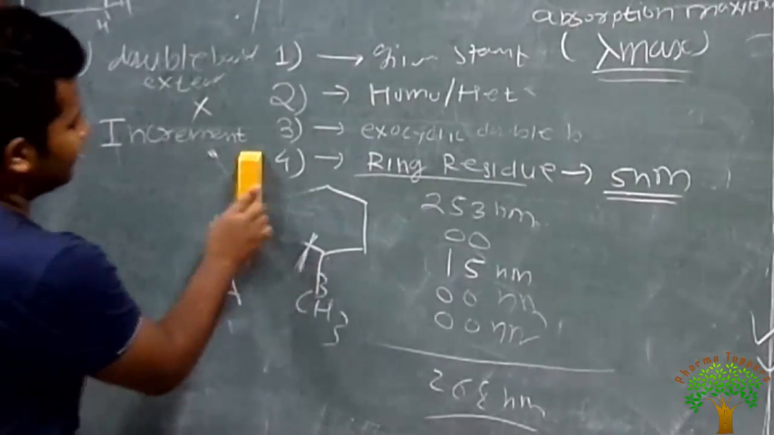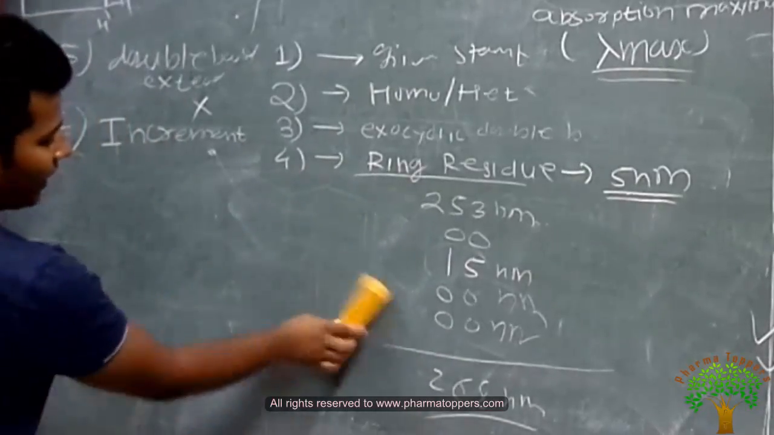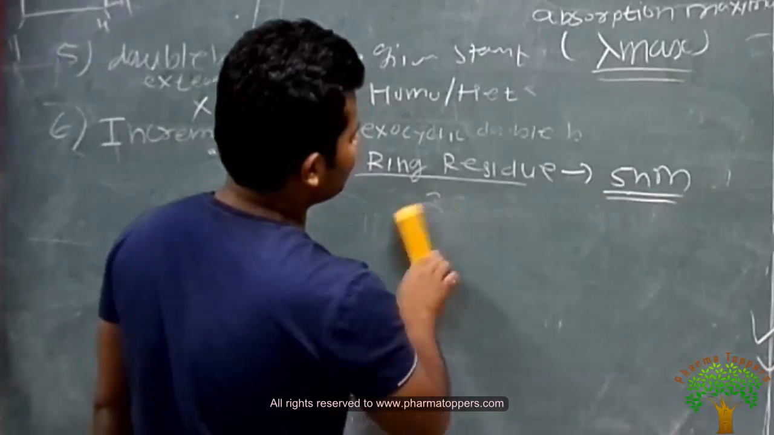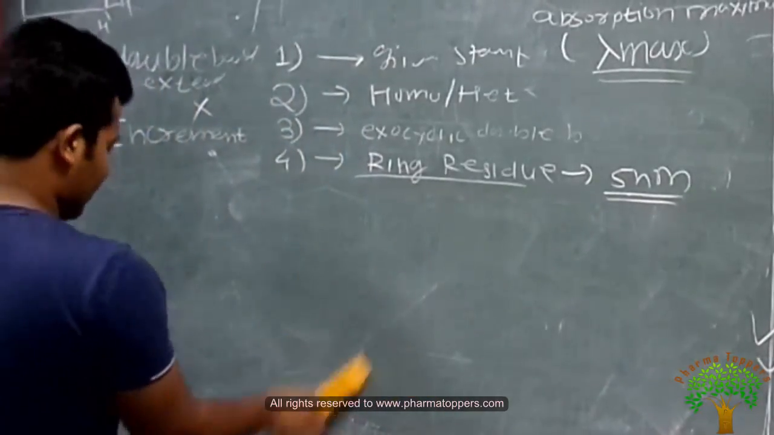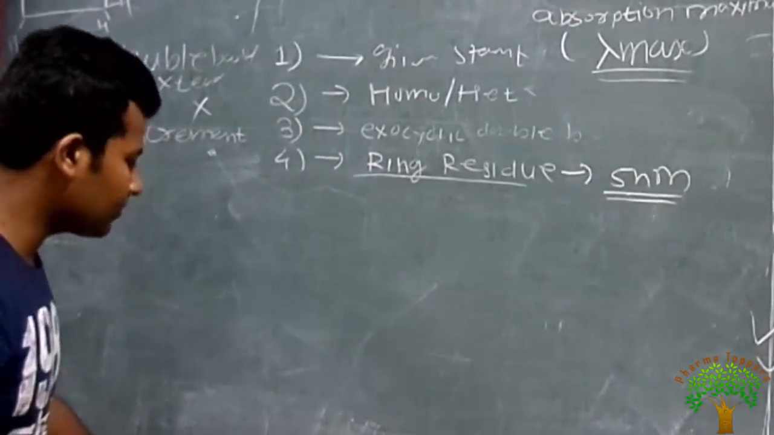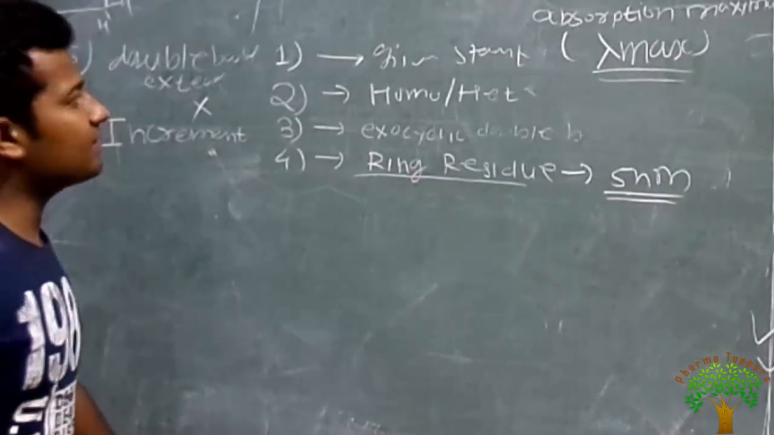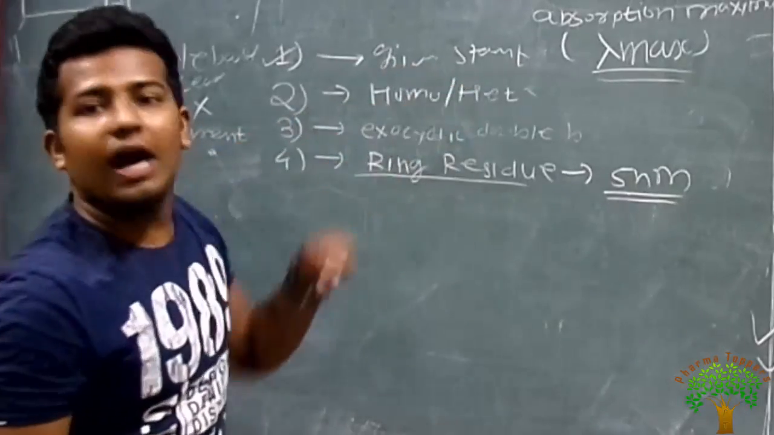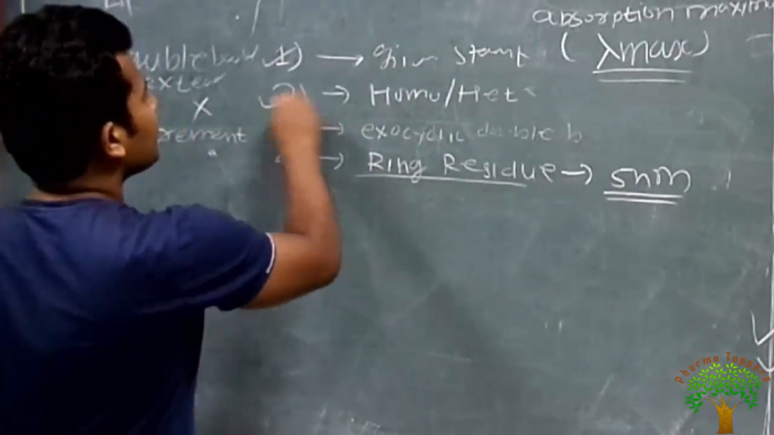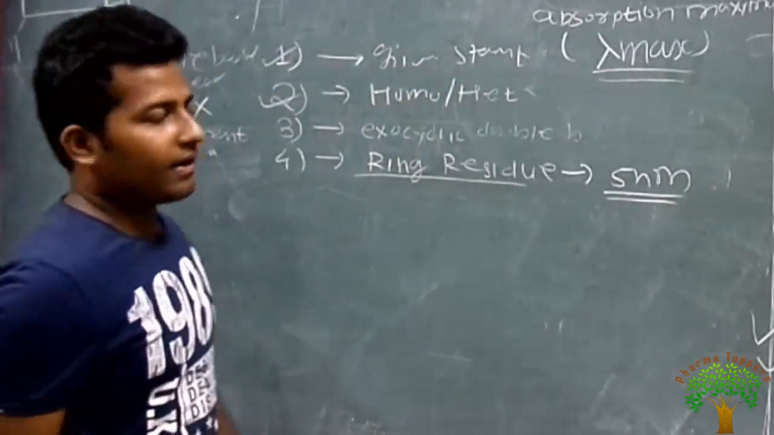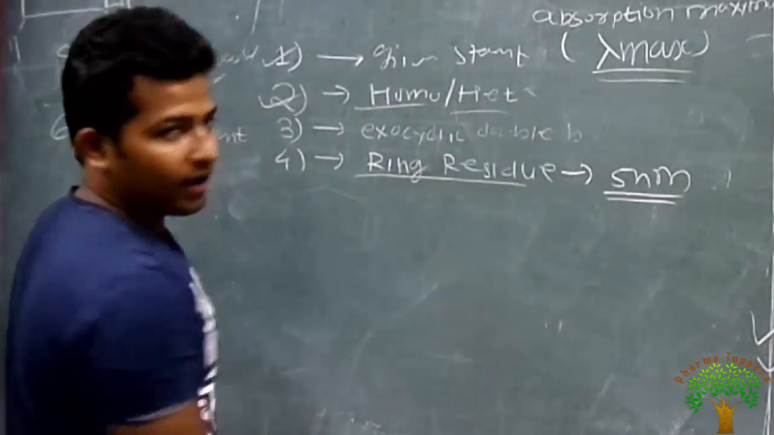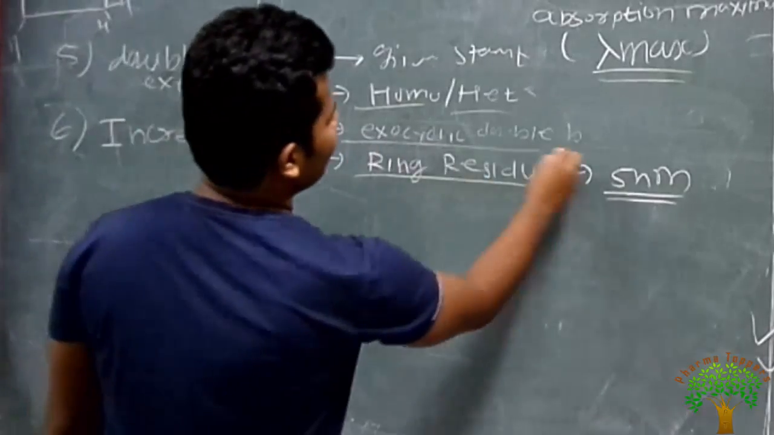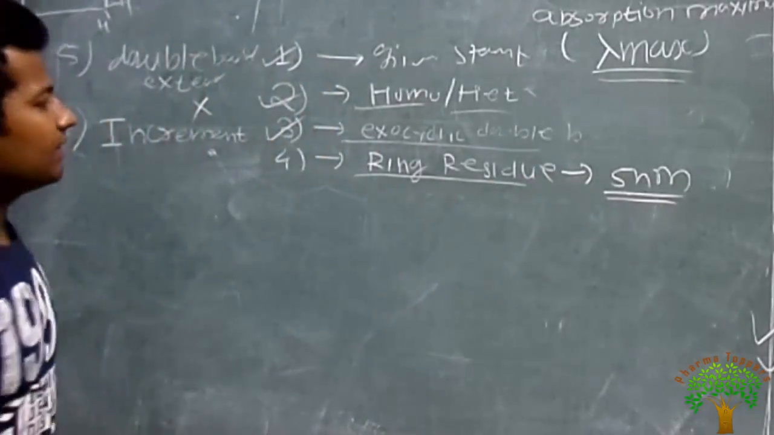That's why I have taken the Woodward Fieser rule, how to calculate it, because many times students are confused about how to calculate it. For easiness, remember these rules. First, give a star to each conjugated carbon. Second, identify whether the structure is a homoannular or heteroannular diene. Third, identify which exocyclic double bonds are present.